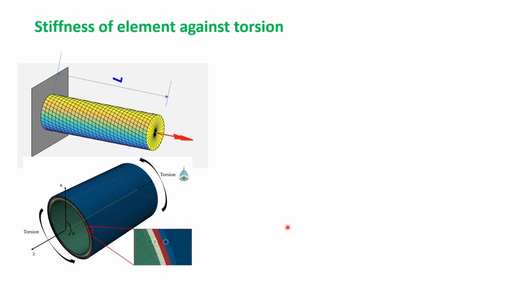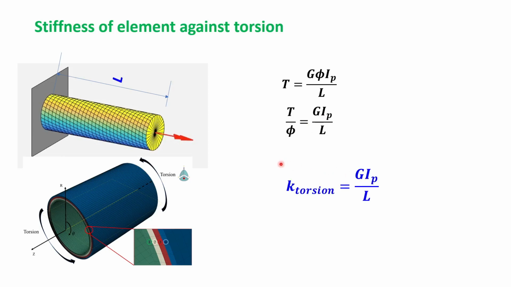So this is now the relationship between torsional moment T and the angle of twist phi, given by T equal to G IP phi by L. L is the length of the system, G is the modulus of rigidity, IP is the polar moment of inertia of the cross section of the system. So this gives the relationship between the torsional moment and the angle of twist. Rearranging, T by phi equal to G IP by L. So this is the stiffness for a system in torsion, G IP by L.